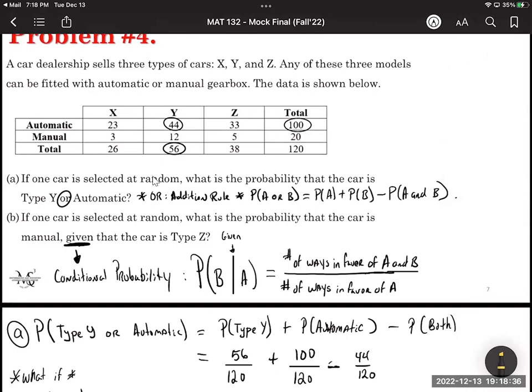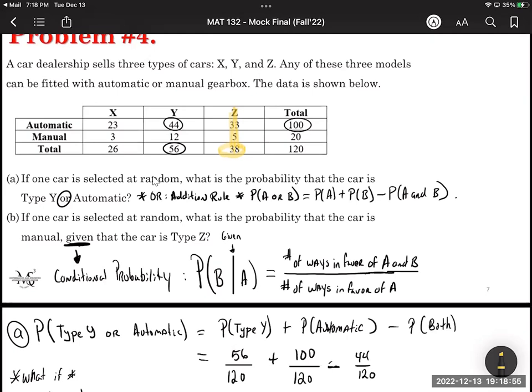38. You look down into the type Z's row, column. So we get 38. The big number there was the 38 on the bottom. Now, out of these 38 cars, how many of them are manual? 5. So that's it.